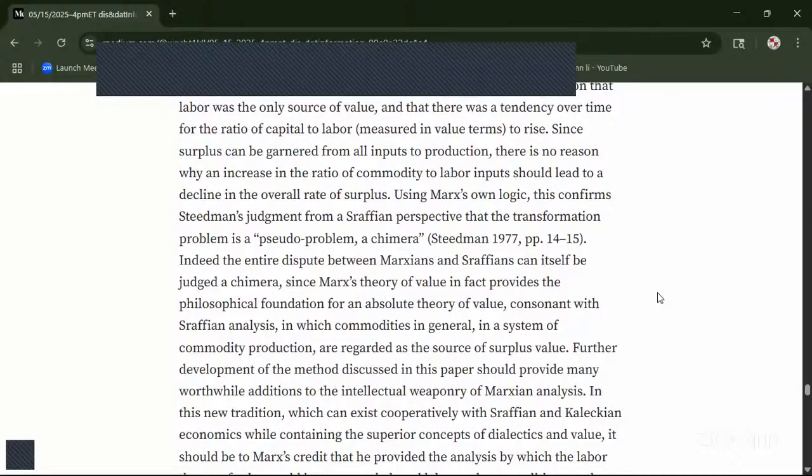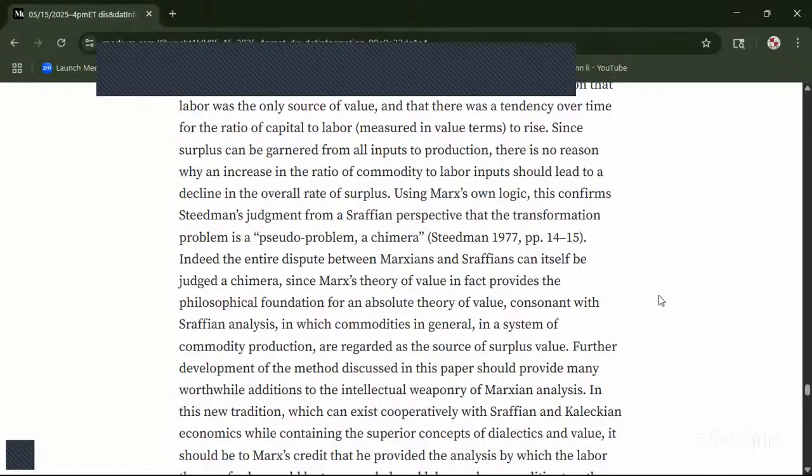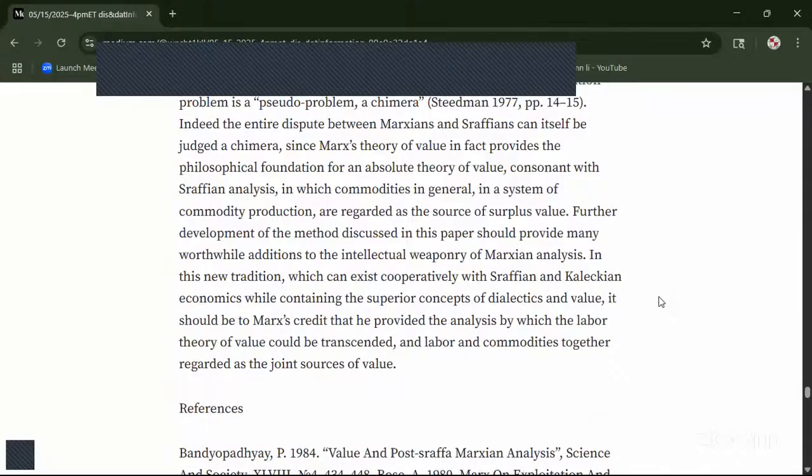Further development of the method discussed in this paper should provide many worthwhile additions to the intellectual weaponry of Marxian analysis in this new tradition, which can exist cooperatively with Straussian and Kaleckian economics while containing the superior concepts of dialectics of value and value. It should be to Marx's credit that he provided the analysis by which the labor theory of value could be transcended and labor and commodities together regarded as the joint sources of value.